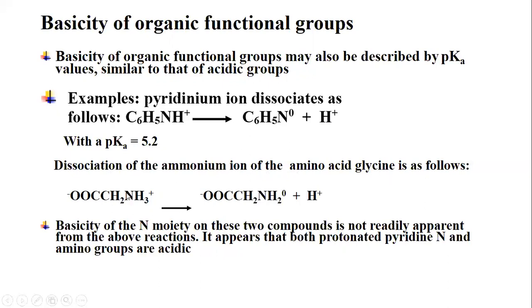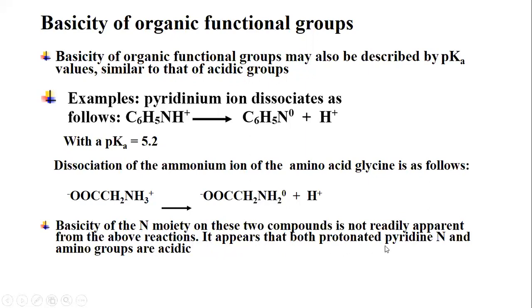Okay, this is the amino acid glycine. Again, this is the ionic form, and it gives you the neutral. It releases hydrogen. Basicity of the N moiety. N moiety, the part that contains the nitrogen, that's what we call moiety. So the basicity of the N moiety on these two compounds is not readily apparent from the above reaction.